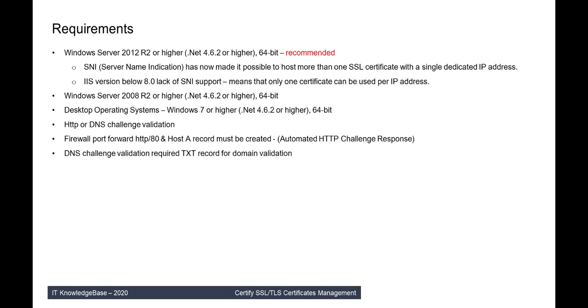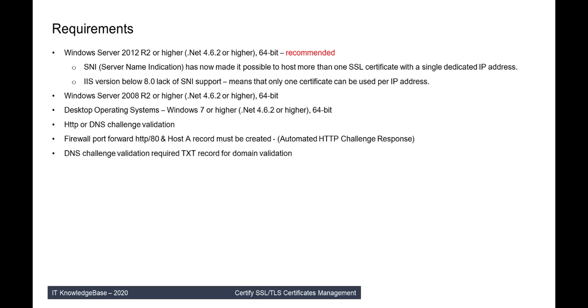Okay, now check the requirements and limitations. Windows Server 2012 R2 or higher with .NET Framework 4.6.2 is recommended. SNI, server name indication, has now made it possible and improved to host more than one SSL certificate with a single dedicated IP address. IIS version below 8.0 lack SNI support, which means that only one certificate can be used per IP address. You can install and use Windows Server 2008 R2 with .NET Framework 4.6.2. You can install this tool in Windows 7 with .NET Framework 4.6.2.